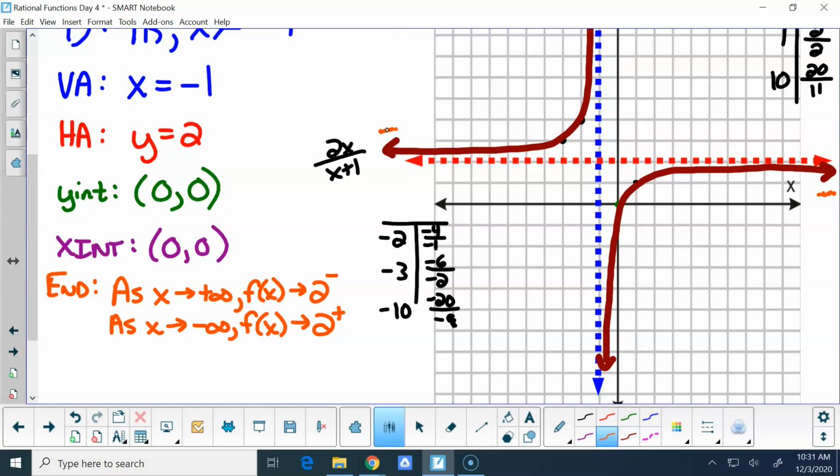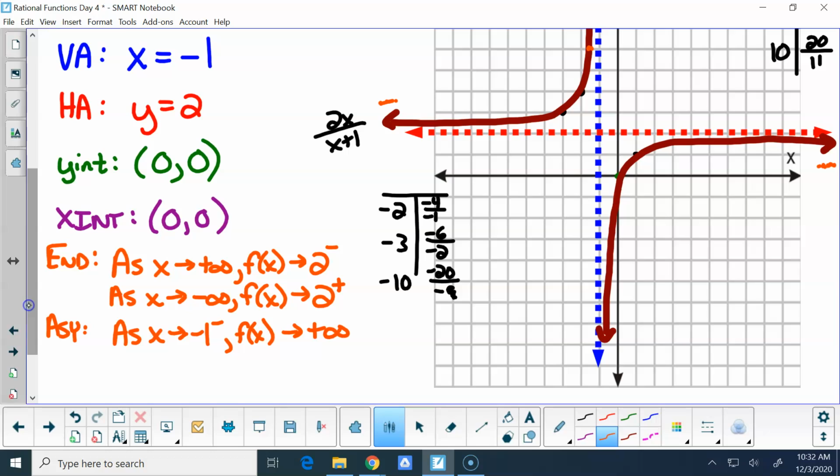My asymptotal behavior, as x is approaching negative 1 from the left side, that's here, my function is approaching positive infinity. And as x is approaching negative 1 from the right side, my function is approaching negative infinity. Right there.